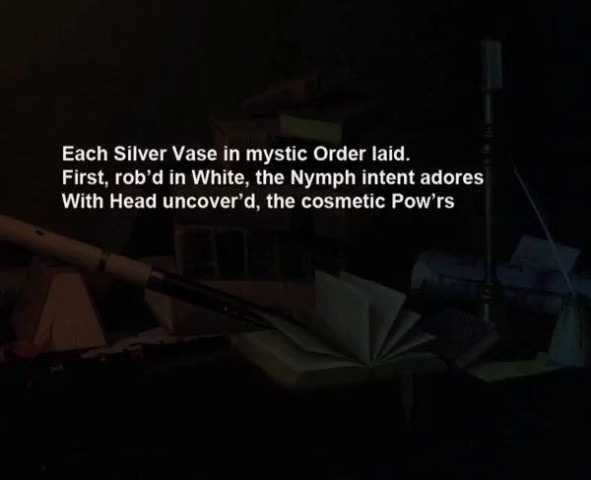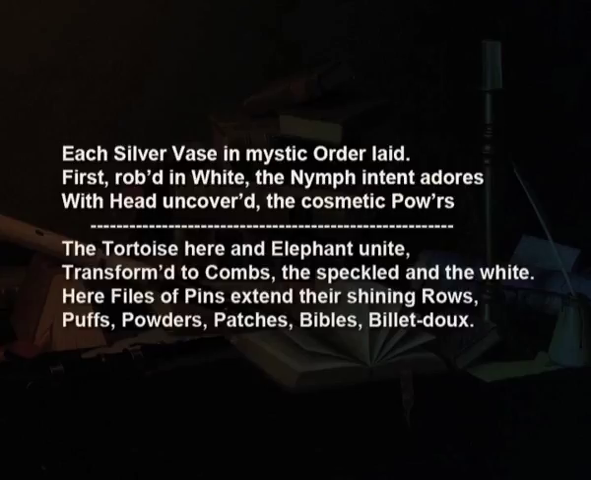Right makeup. Each silver vase in mystic order laid, first robed in white, the nymph intent adores, with head uncovered the cosmetic powers. The tortoise here and elephant unite, transformed to combs the speckled and the white. Here files of pins extend their shining rows, puffs, powders, patches, Bibles, billet-doux.